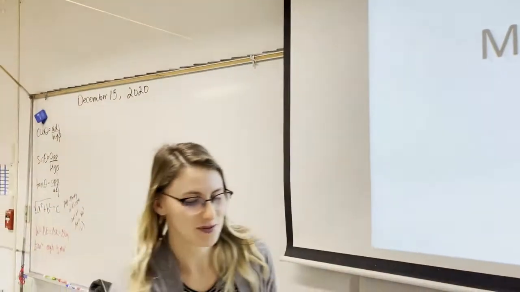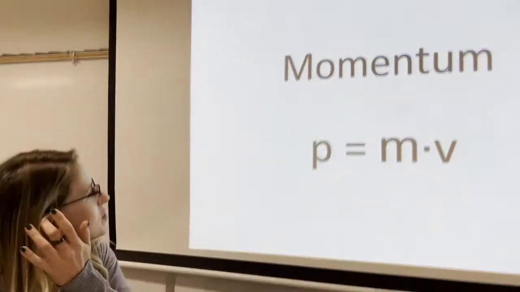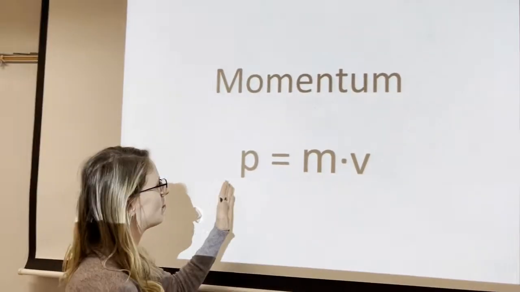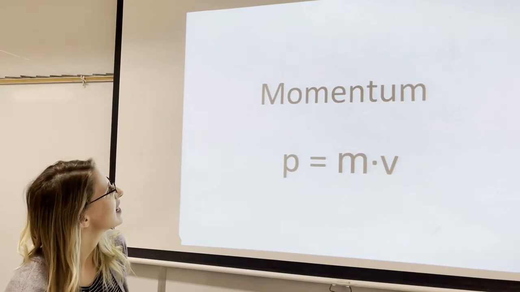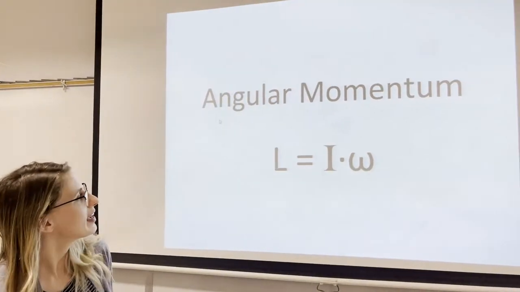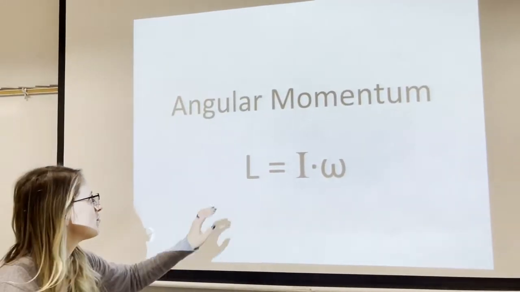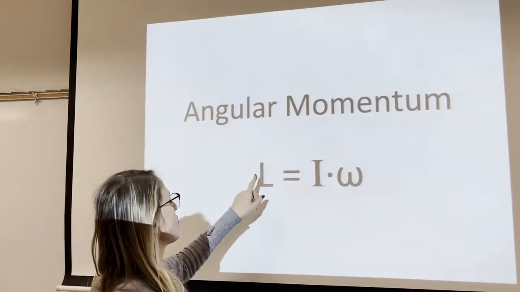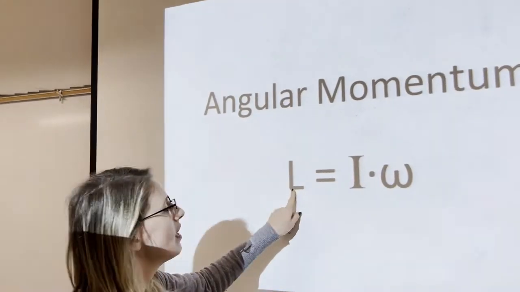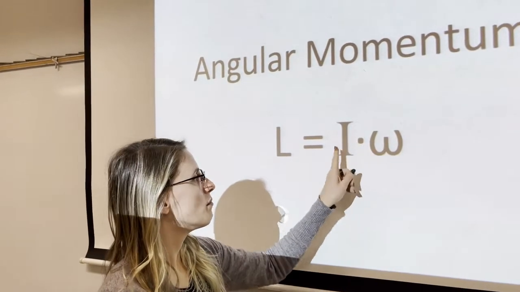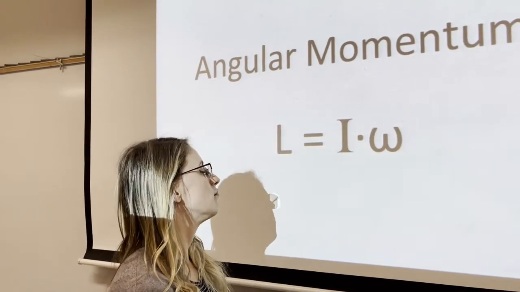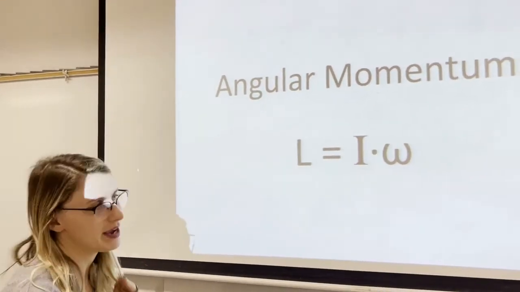What's going on here? Okay, so momentum we know is mass times velocity. We spent a whole unit on that. Exciting stuff. And then angular momentum. Momentum for angular dynamics is represented by L. This is basically mass times velocity, parallel universes, but this is moment of inertia and angular velocity. Angular velocity, that's right, by omega.